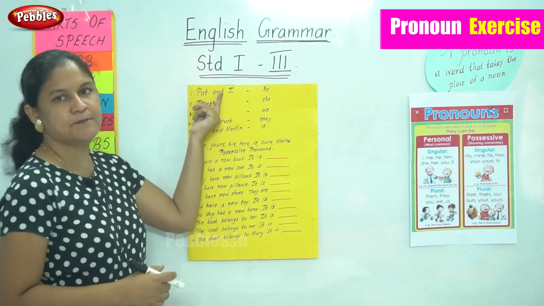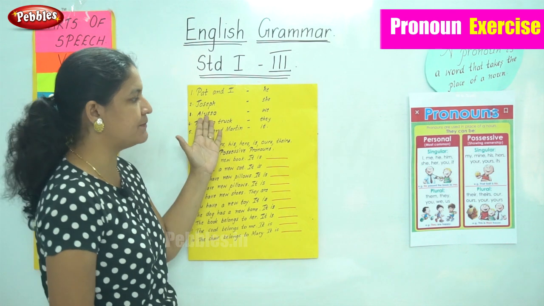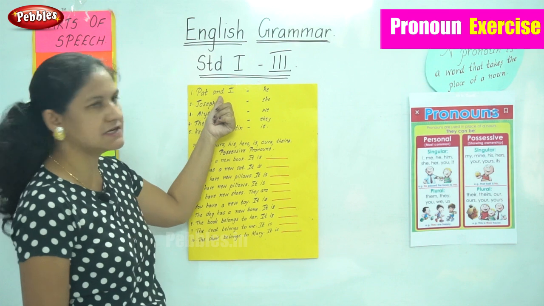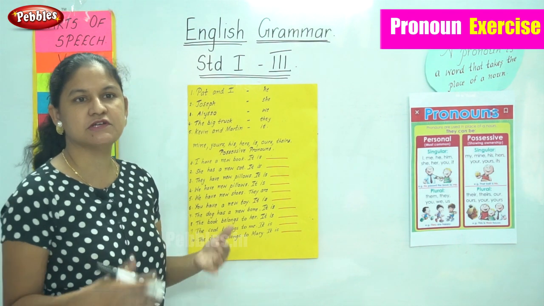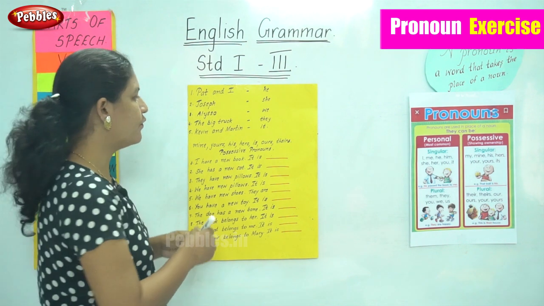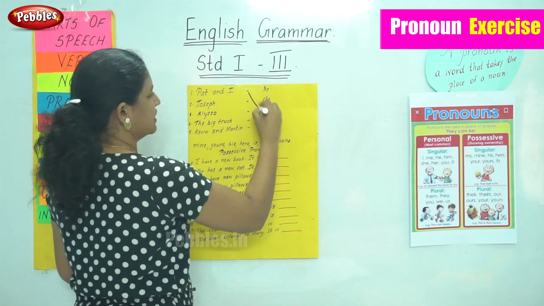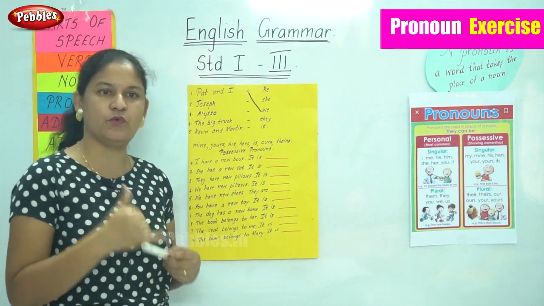When we say Pat and I, we are talking about two people, and we are talking about the personal pronoun in the plural form. So Pat and I, we are talking about ourselves. So we say we. We use the word we instead of saying Pat and I.